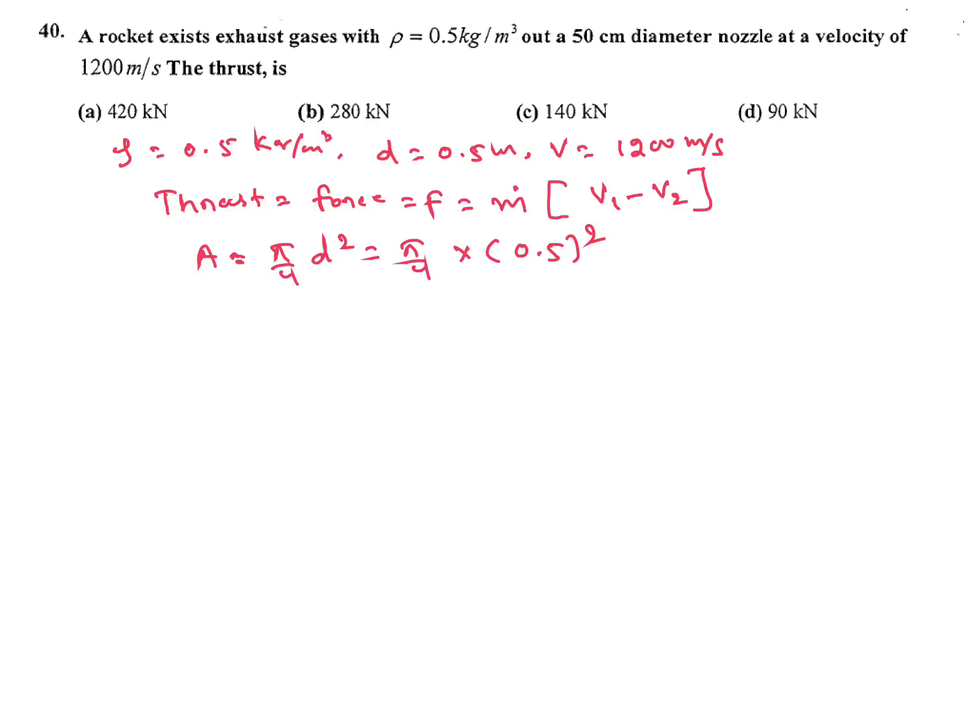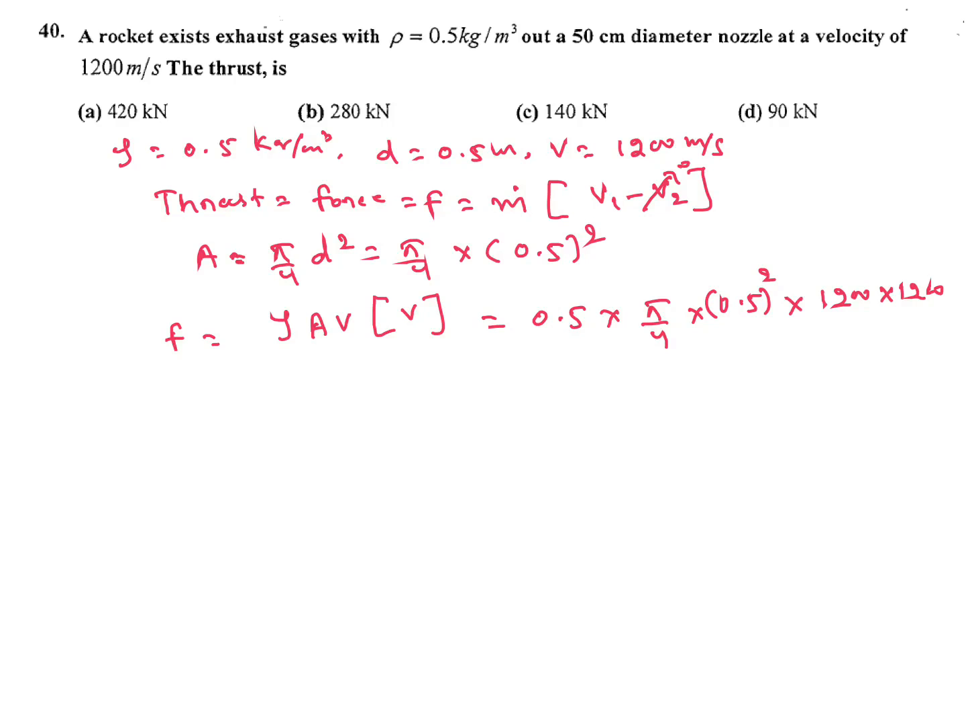Then force F equal to rho A V, m dot is rho A V, into V2 is 0, V1 is V. So rho A V square. Then put the values. Rho is 0.5 or 1 by 2, 0.5 into area is pi by 4 into 0.5 square into V square. Velocity is 1200, so it's 1200 into 1200.